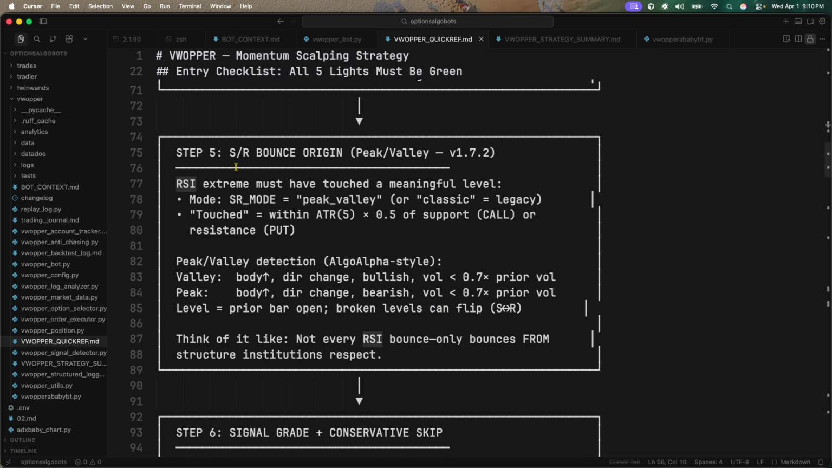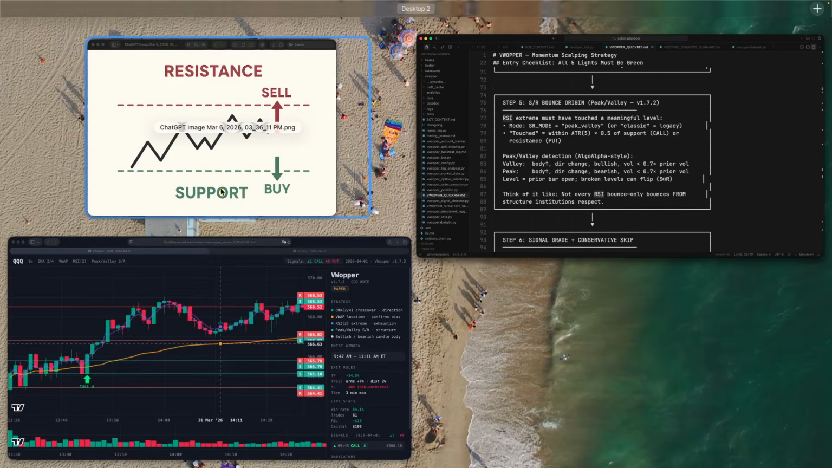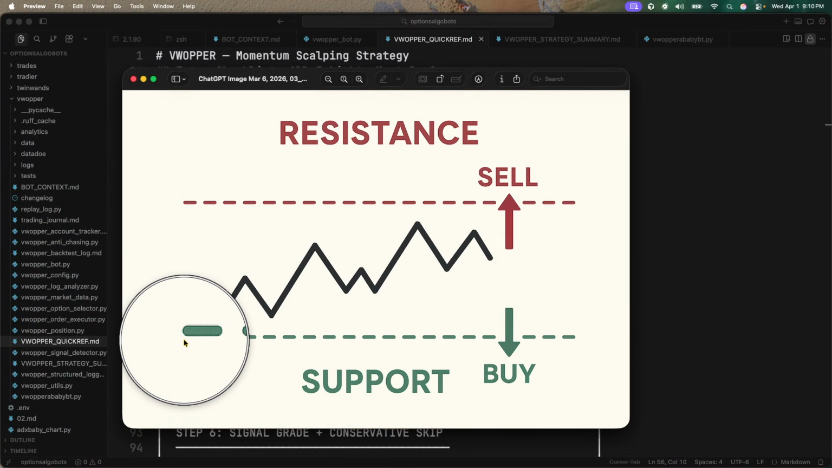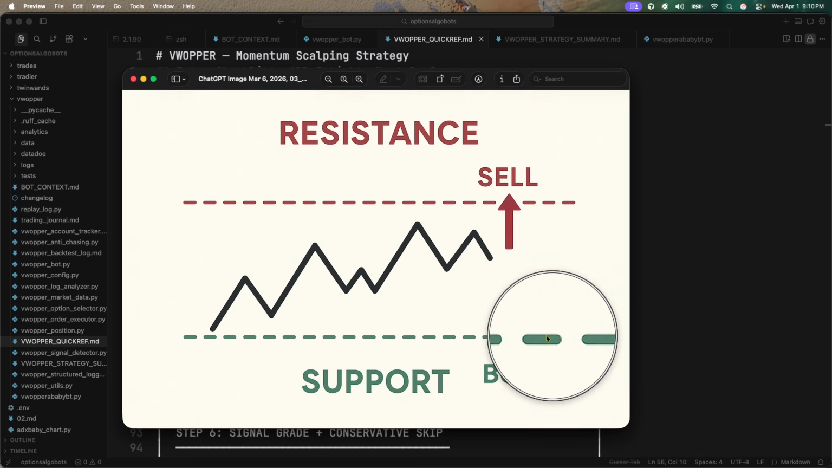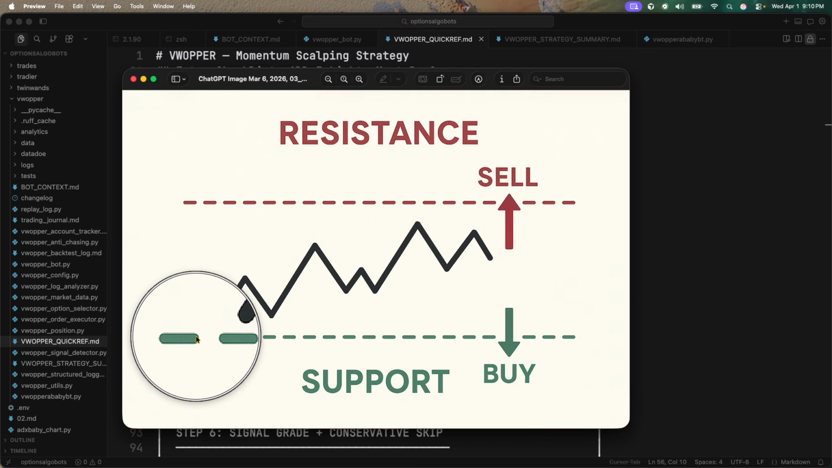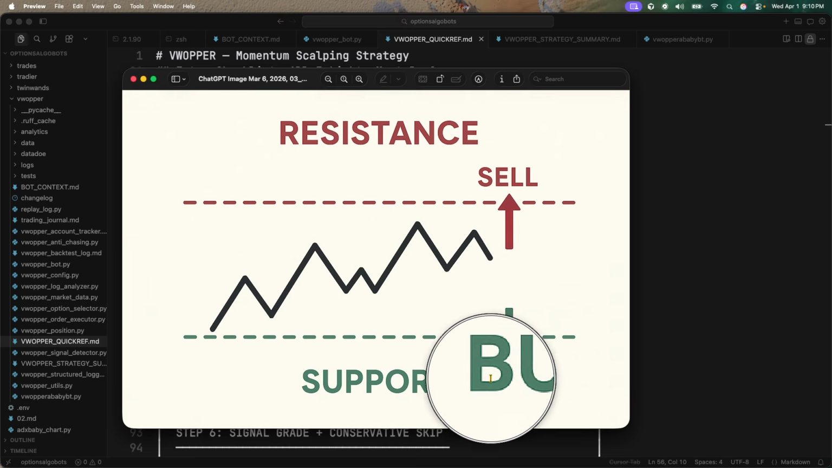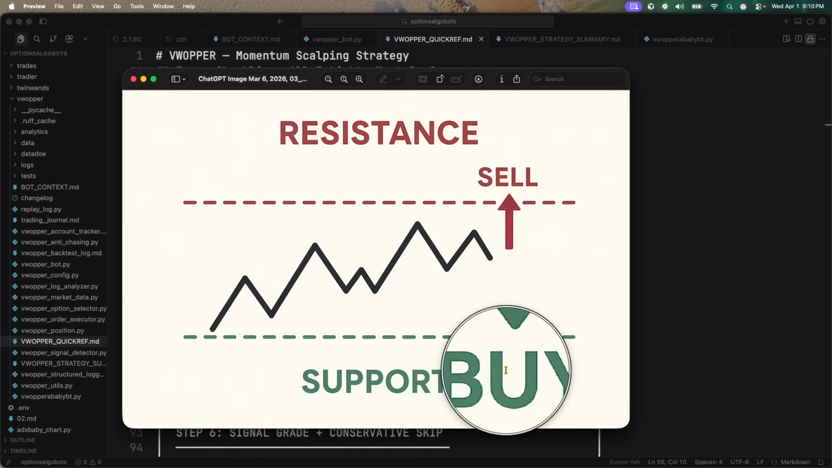And then we also have our support and resistance boundaries. Support is going to be the lowest lows of the underlying asset. So when it touches the support level, we want to be able to trigger a buy.